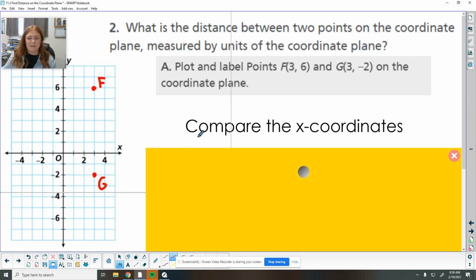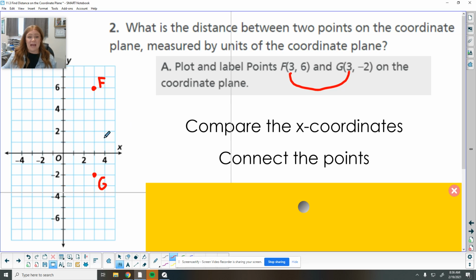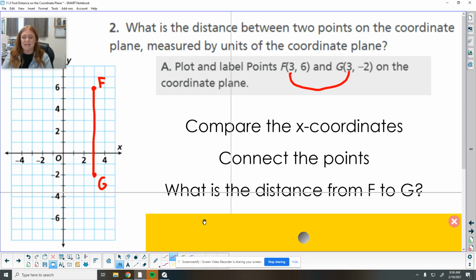So let's compare their x coordinates. So here's x and here's x. So I notice their x coordinates are the same. That means they're on the same line here. So let's go ahead and connect those points now to show that they are on that same line. Now see if you can figure out the distance from F to G. So go ahead and see if you can do that. So pause and come back when you think you know the distance from F to G.